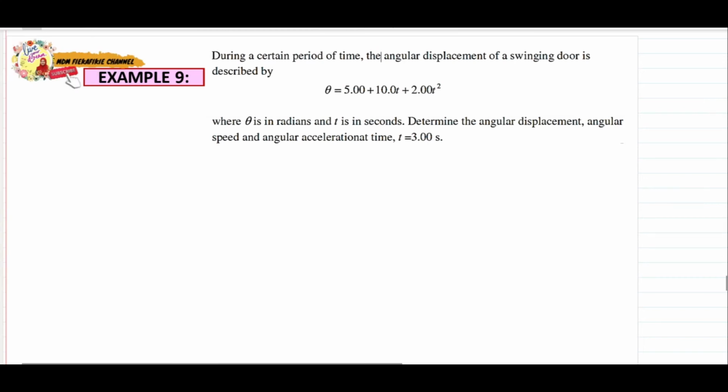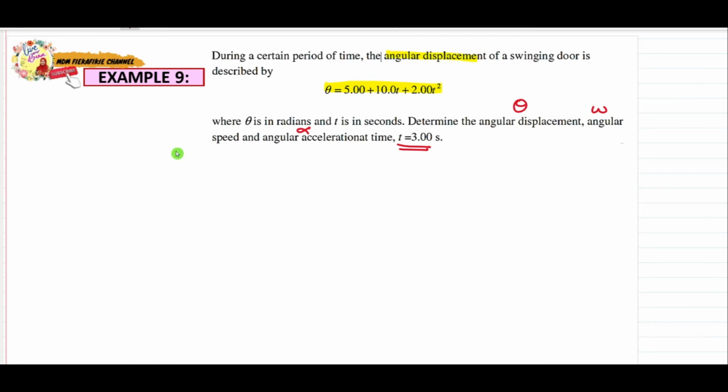Okay, example number 9. So this is very simple. So here we have an equation of angular displacement. Okay, and the equation as shown here. Okay, so where theta is in radians and t is in seconds. Determine the angular displacement. So we want to find what is theta, angular displacement, angular speed, and also angular acceleration at t is equal to 3 seconds. Okay, so this is very simple.